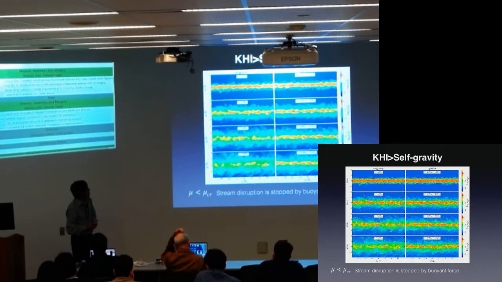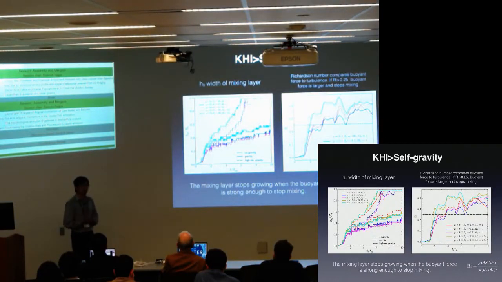After a sound crossing time, you can see some of the stream structure at the center when you have gravity. This is because of the buoyant force that stops the growth of the mixing layer. H_S characterizes the width of this mixing layer, and all the dashed lines for the no gravity runs go to 1, which means that all the streams eventually get disrupted. But for the ones with gravity, all of them stop at around 0.5 of the stream radius.